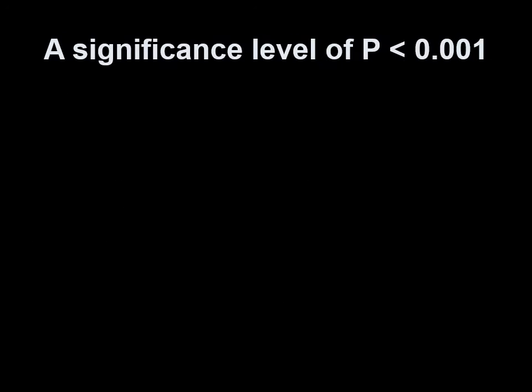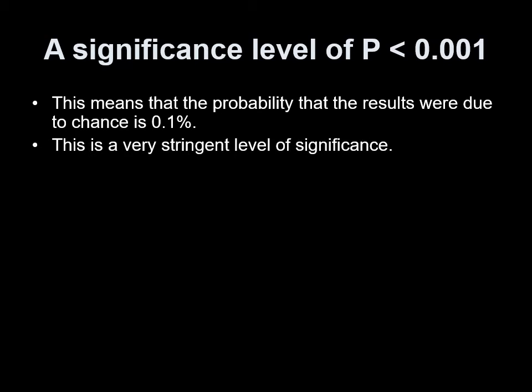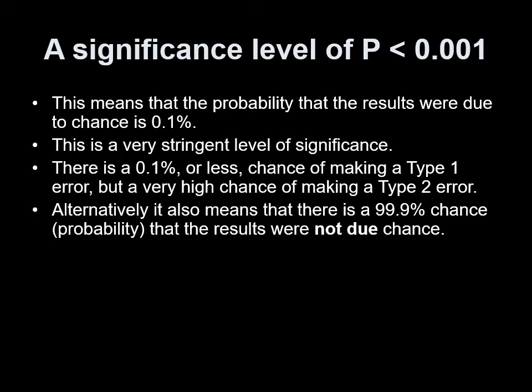Right? You could also get something that looks like this. Significance level of p is less than 0.001. So this means the probability the results were due to chance is 0.1%. Very, very stringent or demanding level of significance. There's 0.1% or less chance of making a type 1 error, but a very high chance of making a type 2 error. It also means there's a 99.9% probability that the results were not due to chance, right?